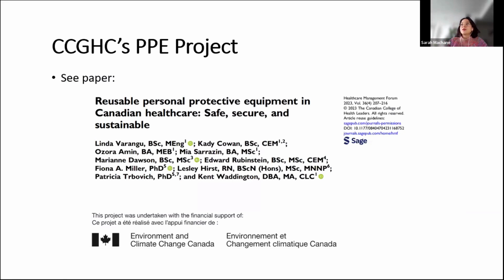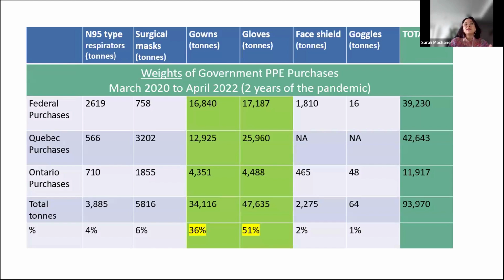There was an article published in 2023 by the Canadian Coalition for Green Healthcare. They undertook a project on promoting the reuse of personal protective equipment funded by Environment and Climate Change Canada. The weight of PPE measured from the three largest government purchasers of PPE in Canada, so the federal government, Quebec, and Ontario, revealed that gloves were the highest weights of all the PPE purchased, with disposable gowns the second largest amount.